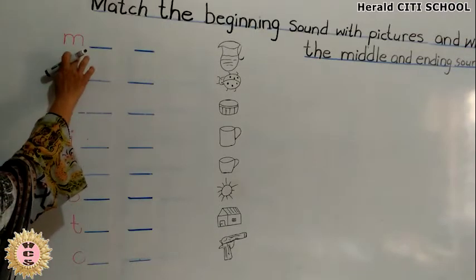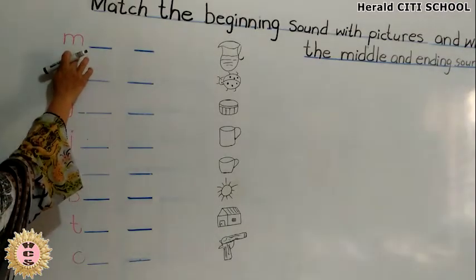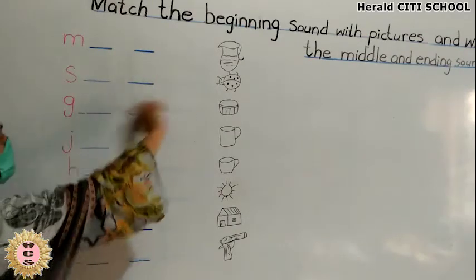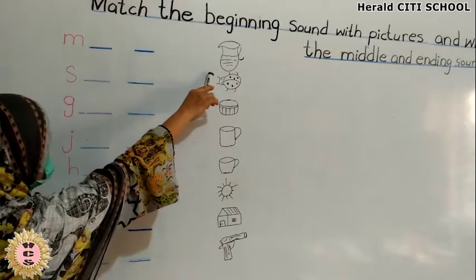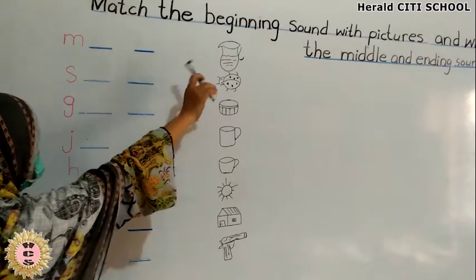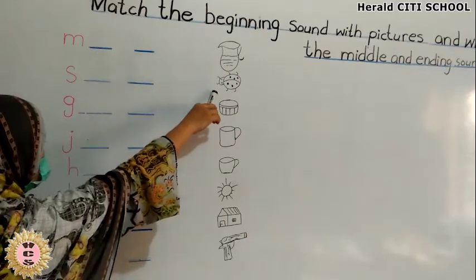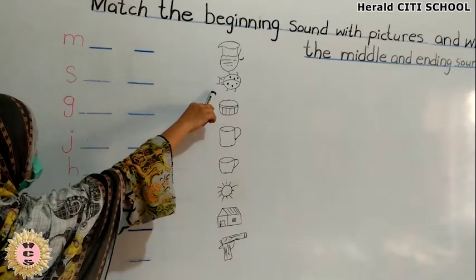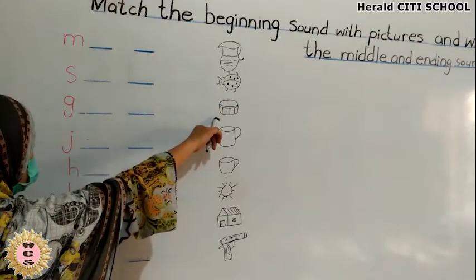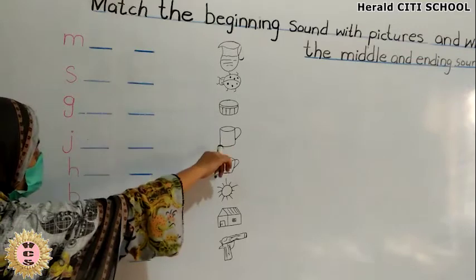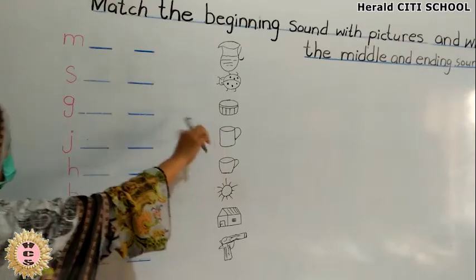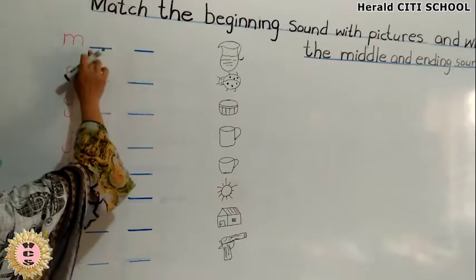Children, which sound is this? This is M. And which picture starts from the sound of M? Is this? What is this? Do you know? This is jug. Jug. And what is this? This is bug. Bug. And this is tub. Tub. And what is this, children? This is mug. Mug. Yes.